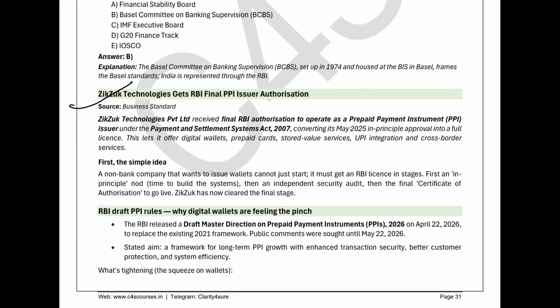Please try to understand. RBI is telling what? The RBI has released a draft master direction on prepaid instruments, that is PPI 2026 on April 22nd, 2026 to replace the existing 2021 framework, for which public comment was sought until May 22, 2026. ठीक है?